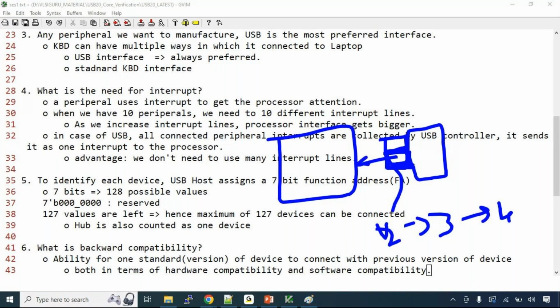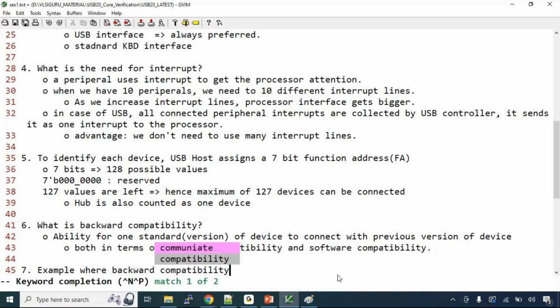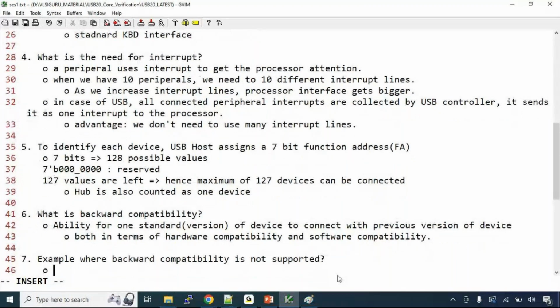Okay. Let's understand an example where backward compatibility is not supported. Can you give me one such example? We use it every day. It's present in all your laptops. Can you tell me one such example where backward compatibility is not supported? Sir, DDR RAM. Yeah, DDR is the best example of where backward compatibility is not supported.